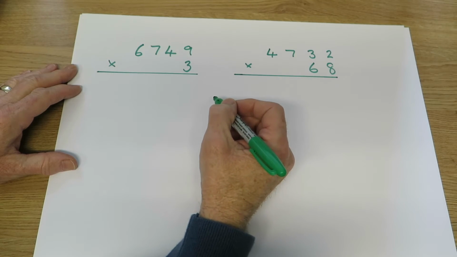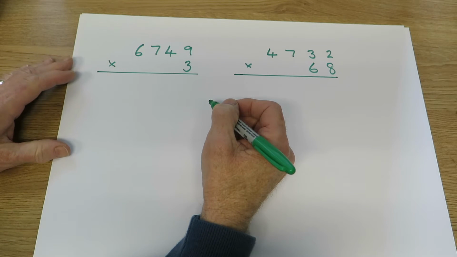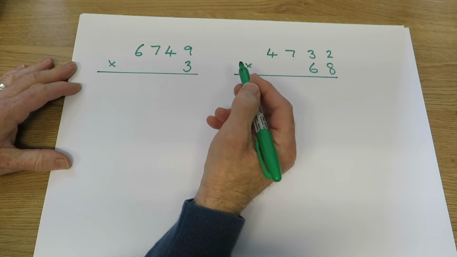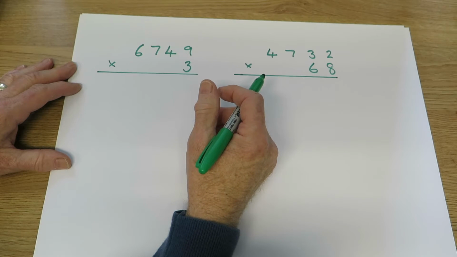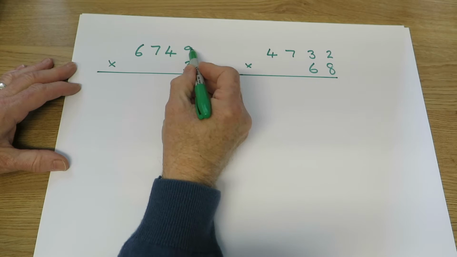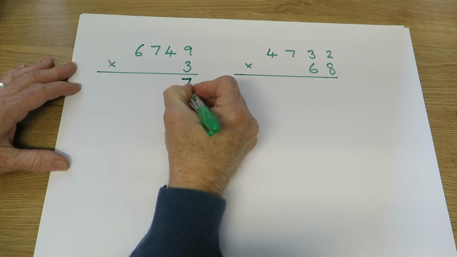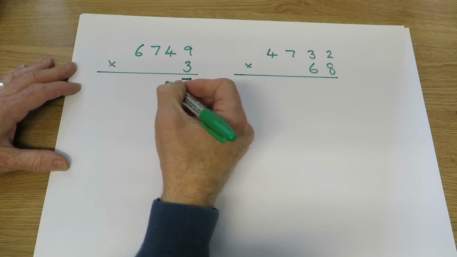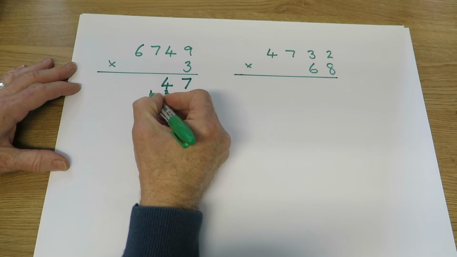The children will continue to practice multiplying 2-digit numbers, 3-digit numbers and 4-digit numbers by a 1-digit number. So for example, this is a 4-digit number multiplied by a 1-digit number using formal written short multiplication. 6,749, so we've got 9 units times 3 gives us 27, so 7 units and 2 tens. 4 tens times 3, 4 3s are 12, plus 2 makes 14. It's 14 tens, so we've got 1 for the hundreds.